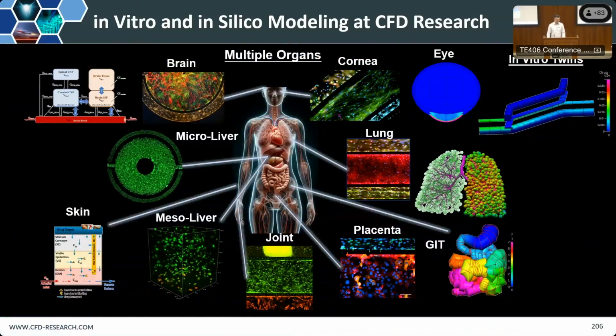I'm going to give a quick overview of what CFD Research is capable of. I know we're running a little behind, so I'm going to go through this quickly, but we specialize in both in vitro and in silico modeling. Some examples: we have a blood-brain barrier on a chip, a cornea on a chip, triculture, a lung on a chip, as well as a placental model, and also a bone and joint model.